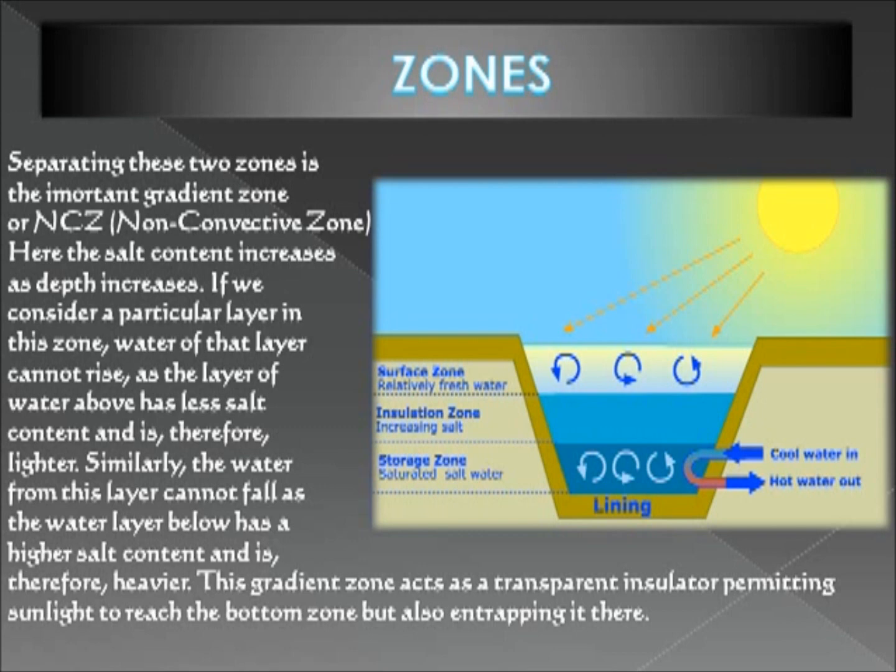Similarly, water from this layer cannot fall downward because the layer below has high salt content and is therefore heavier. Thus we can say the gradient zone acts as a transparent insulator, permitting sunlight to reach the bottom zone but also entrapping it there.